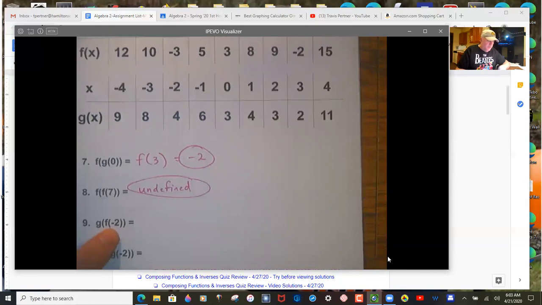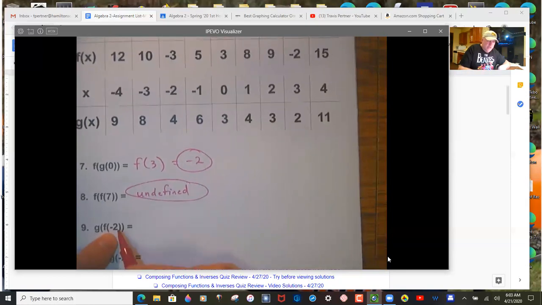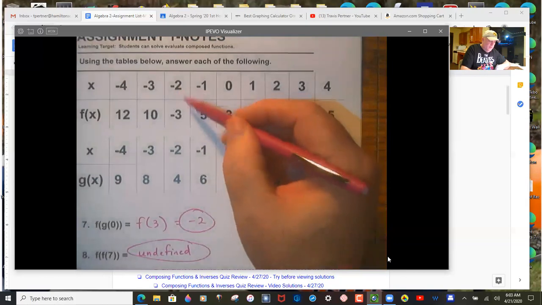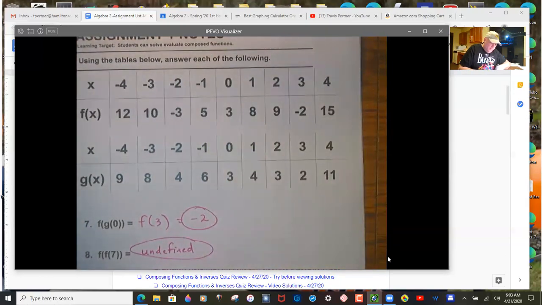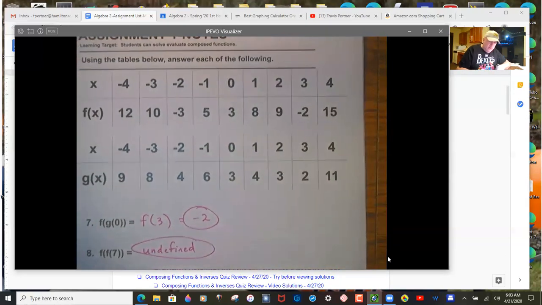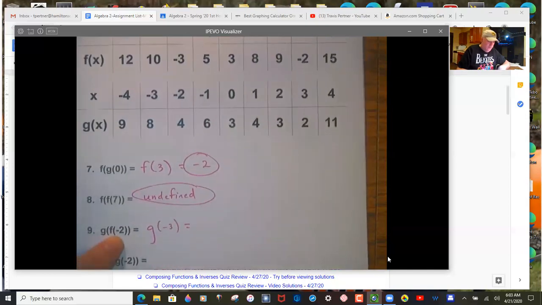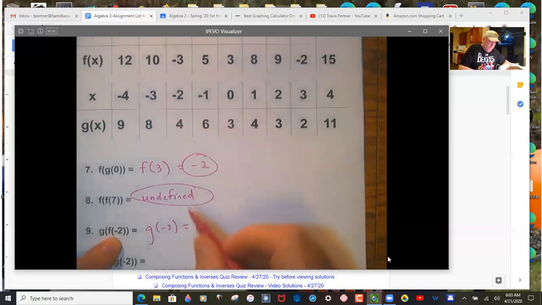G of f of negative 2. So we go to negative 2 in the f function. That's negative 3. So I'm going to write this down. It's probably good to write down that middle step. And then g of negative 3. So that would be equal to 8.